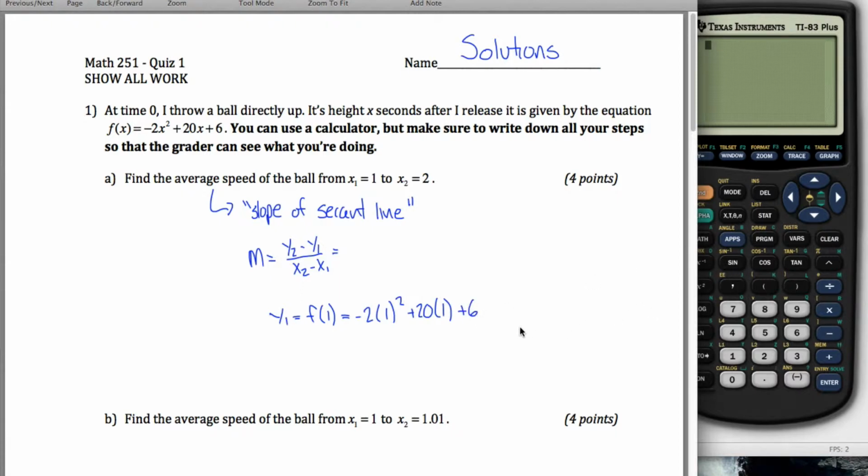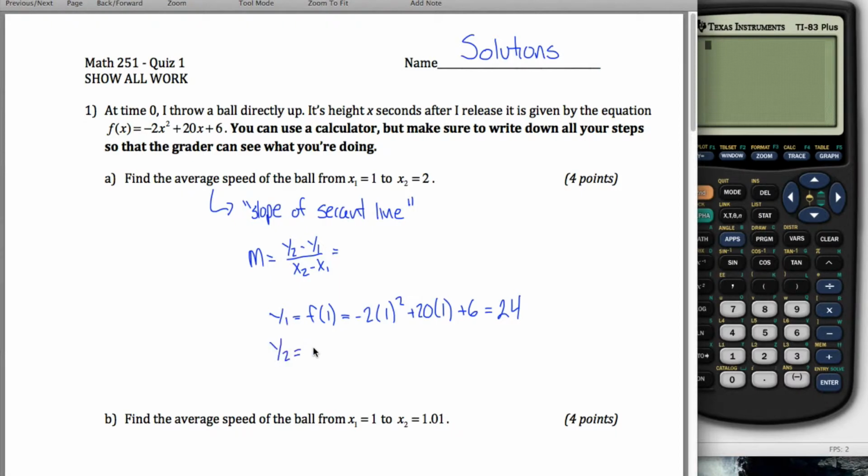I grabbed a calculator over here, but I think for this one, you could probably just do it in your head. 1 squared is 1 times negative 2 is negative 2. Negative 2 plus 26 is 24, I believe. So we get y1 is 24.